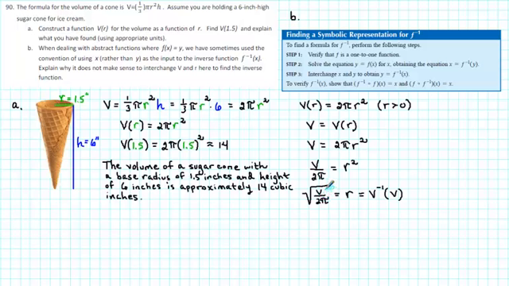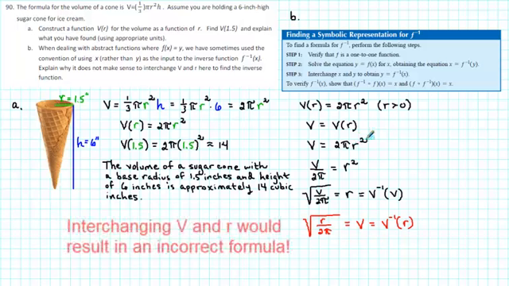Well, let's see what would happen if we interchange the V and the r. We would get the new equation, the square root of r over 2π is equal to V. However, in this application, r and V have specific meanings. r is the radius and V is the volume. We already know that the volume is given by the formula 2πr². So by interchanging the V and the r, we end up with an incorrect formula. This formula is not correct.